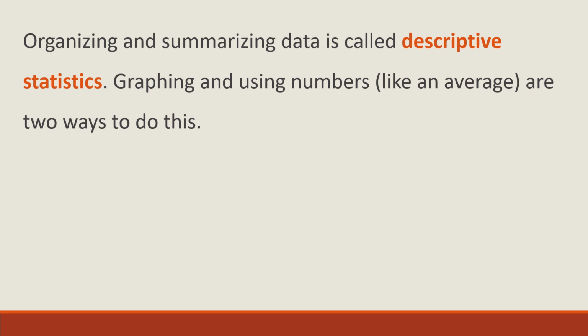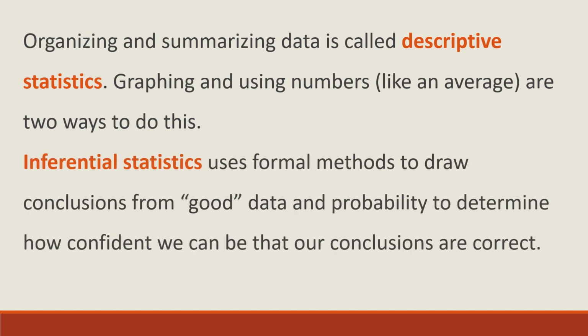Organizing and summarizing data is called descriptive statistics. Graphing and using numbers, like an average, are two ways to do this. Inferential statistics uses formal methods to draw conclusions from good data and probability to determine how confident we can be that our conclusions are correct.